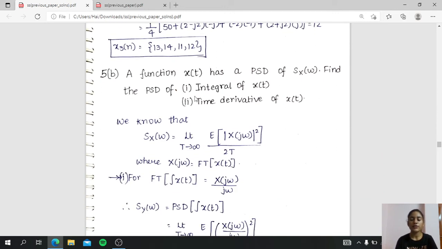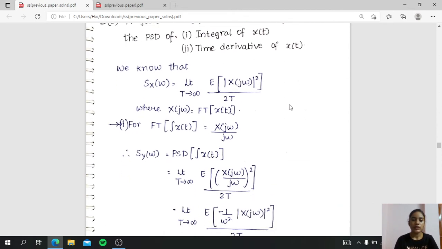Next, a function x of t has a power spectral density of Sx of omega. We need to find the power spectral density of the integral of x of t and the time derivative of x of t. This is the power spectral density for x of t, right? So Sx of omega is equal to limit T tends to infinity, expected value of mod x of j omega whole square by 2T. Here your x of j omega is the Fourier transform of x of t, but they asked for the integral of x of t. So find the Fourier transform of the integral of x of t, which is equal to x of j omega by j omega.